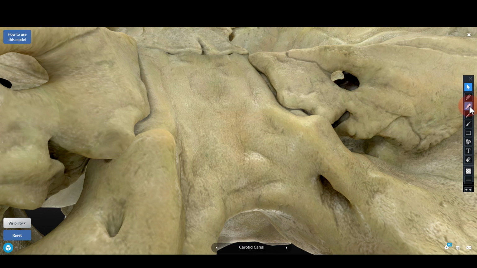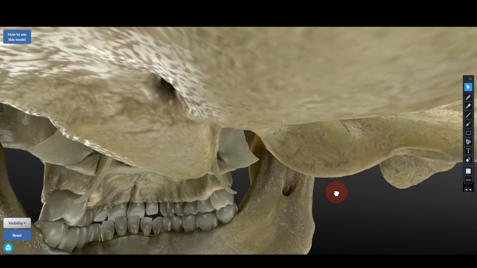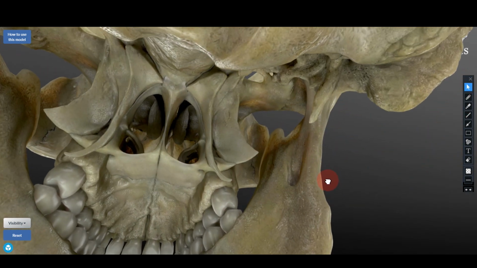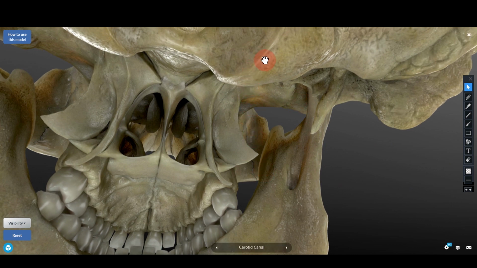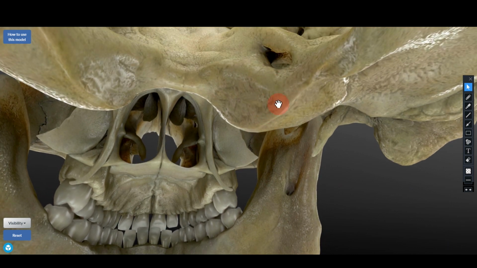You have the internal acoustic meatus here, you have the jugular foramen here, and this is the hypoglossal canal. The hypoglossal canal is almost inferior to that. Inferior to the hypoglossal canal, you have the occipital condyle. This is the occipital condyle. I am now looking from the inferior aspect. These are the occipital condyles, which articulate with the C1 atlas vertebra.